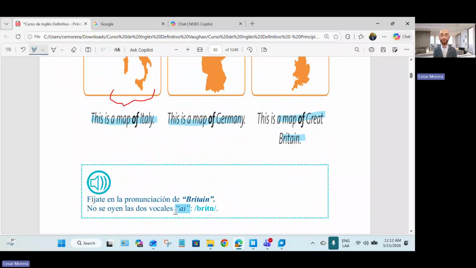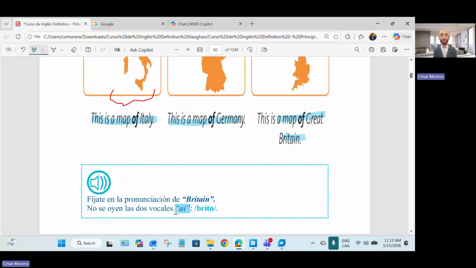Let's go. This is a map of South America. This is a map of South America. This is a map of North America. This is a map of North America. This is a map of India.